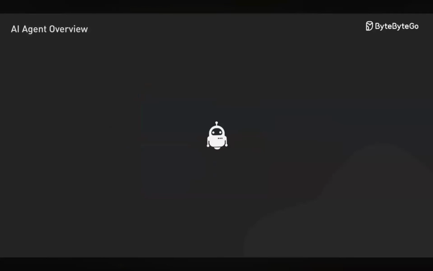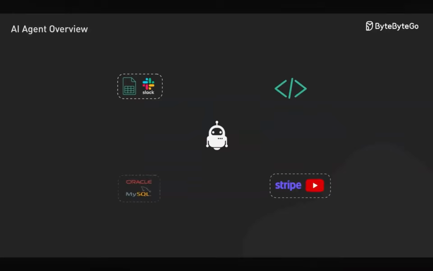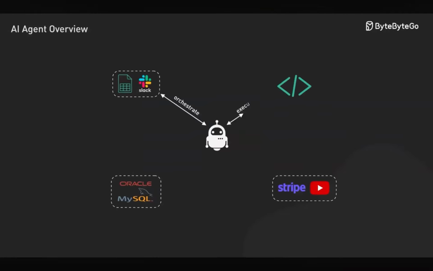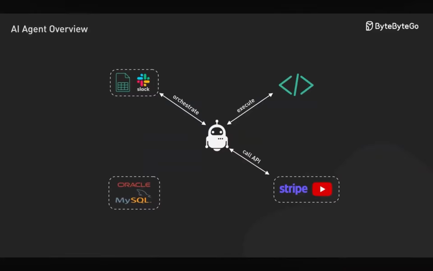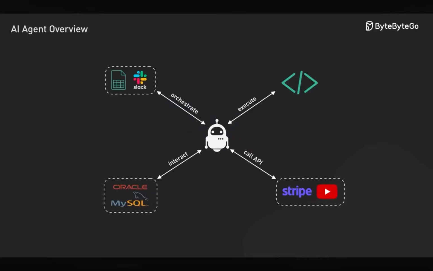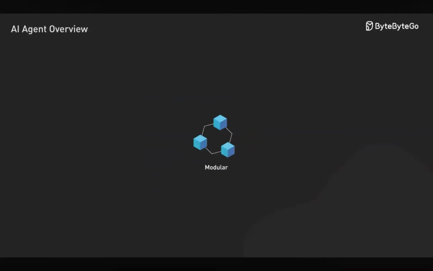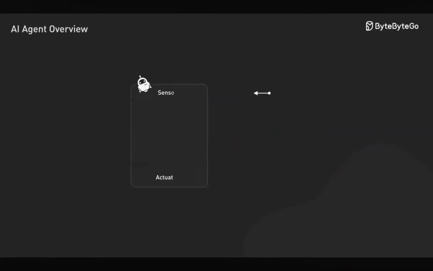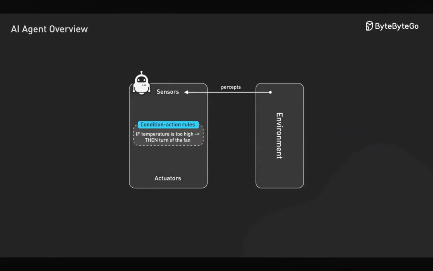What makes agents particularly useful is their ability to integrate with existing systems. They can execute code, call external APIs, interact with databases, and orchestrate multiple tools to complete complex workflows. When designing these systems, we focus on creating clean interfaces between the agent and its tools, making each component modular and maintainable.